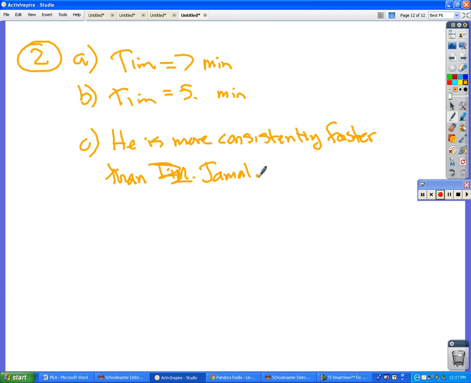Tim's times are consistently lower than Jamal's, and so that's what we're looking for. Wait, what? We had that backwards. We were looking for the bigger times, but bigger times means slower. Consistently faster. So that means Jamal can't be. No, it's still Tim.